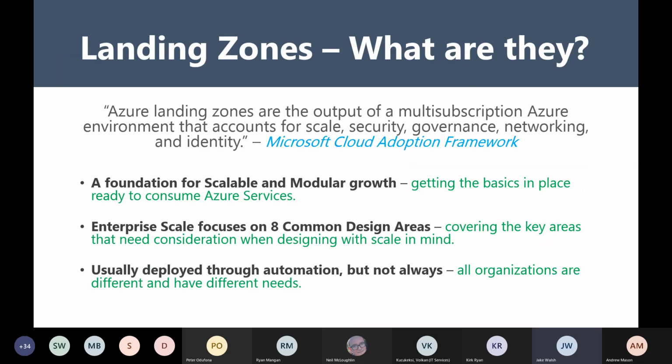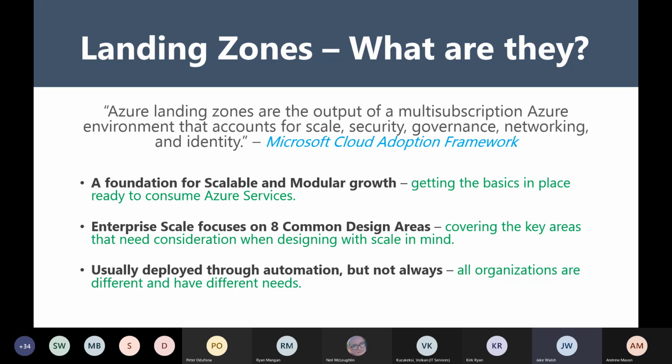So let's talk about landing zones. If we take the definition from the Cloud Adoption Framework, Azure landing zones are the output of a multi-subscription Azure environment that accounts for scale, security, governance, networking, and identity. But what do we actually mean by that?